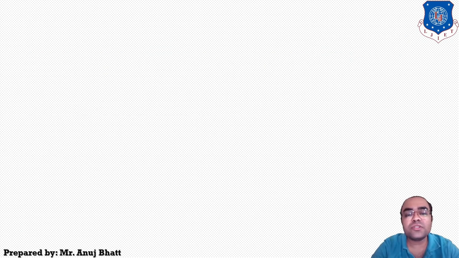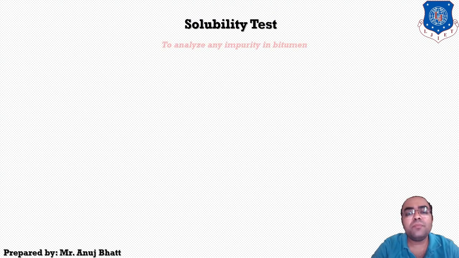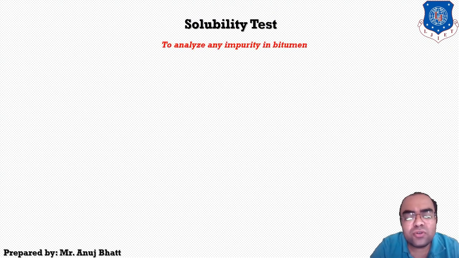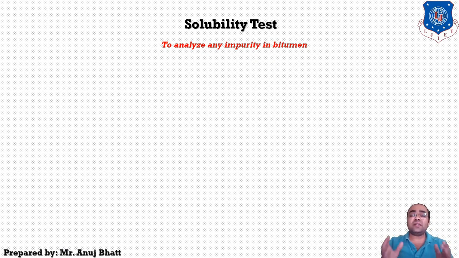Now, if we talk about the solubility test, a pure bitumen is completely soluble in solvents like carbon disulfide and carbon tetrachloride. Hence, any impurity in the bitumen in the form of inert materials, such as carbon or salt, could be quantitatively analyzed by dissolving the sample of bitumen in either of these two solvents, that is carbon disulfide and carbon tetrachloride.